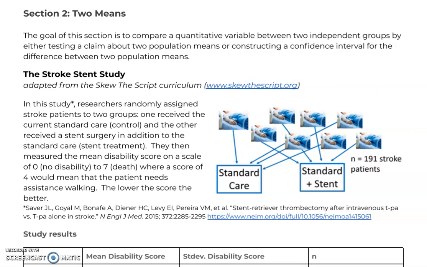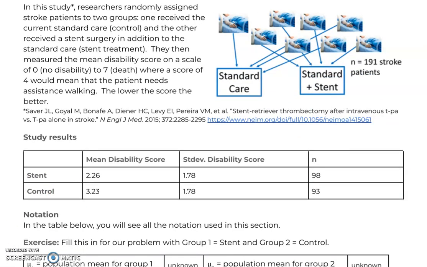So we have a random assignment to a standard care group, and we have a second group that receives a standard treatment and a stent. They then measured the mean disability score on a scale from 0, which means no disability, to 7, death. And the question is over here, does this new stent treatment lower the mean disability score? So we are looking for a lower score in our treatment group compared to our control group, which was the standard care.